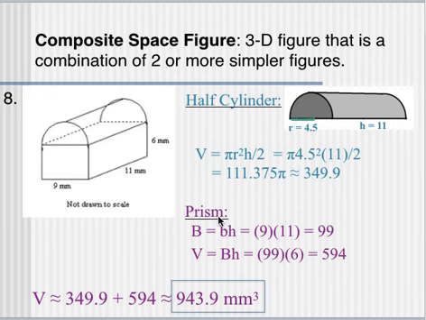Then you could find the volume of your prism. The area of the base is 9 times 11. Multiply that answer by the height of 6. And then add up your pieces to get the full volume.